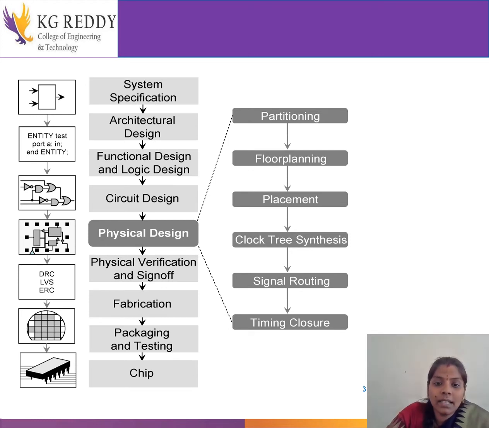In the physical design, we have various portions like partition, floor planning, placement, clock tree synthesis, then signal routing, timing closures, etc. These are all included in the physical design, and we say that it is a backend design, right? First, in the physical design, we do partitioning.